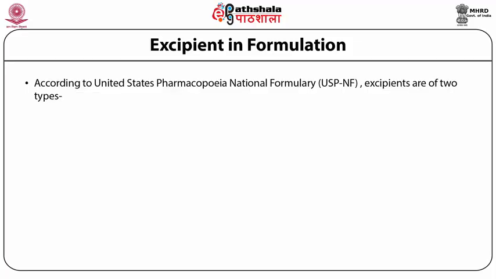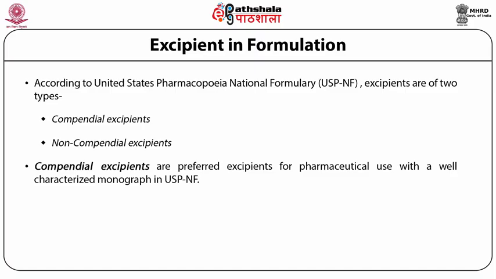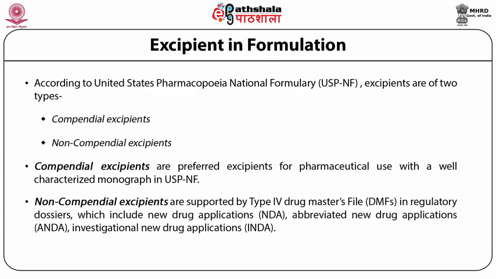According to the United States Pharmacopoeia National Formulary, excipients are of two types: compendial excipients and non-compendial excipients. Compendial excipients are preferred excipients for pharmaceutical use with a well-characterized monograph in USP-NF. Non-compendial excipients are supported by Type 4 Drug Master Files (DMFs) in regulatory dossiers, which include new drug applications, abbreviated new drug applications, and investigational new drug applications, known as INDA.